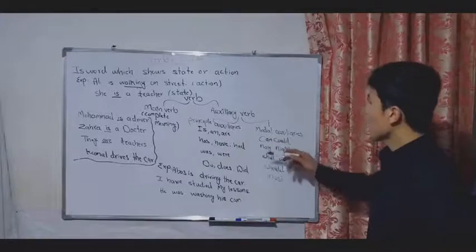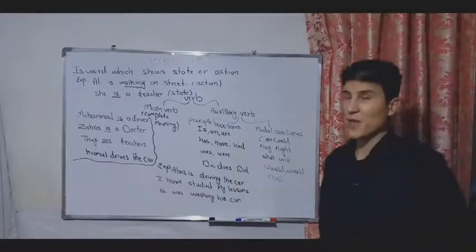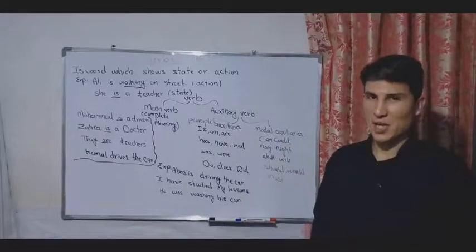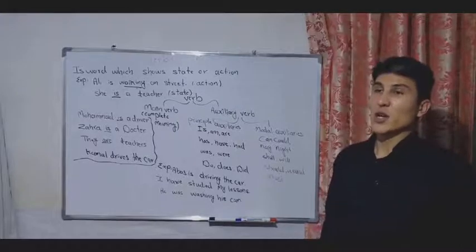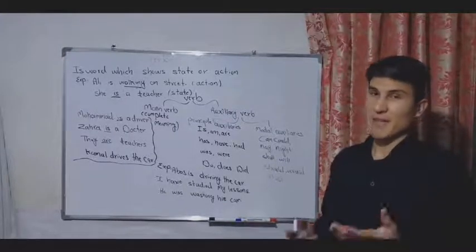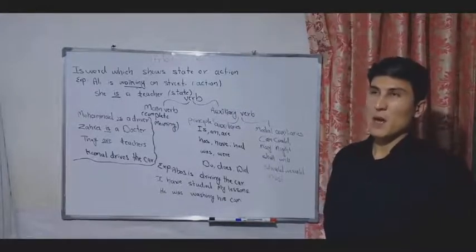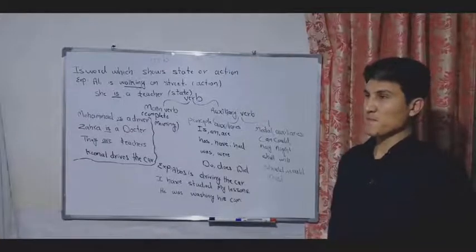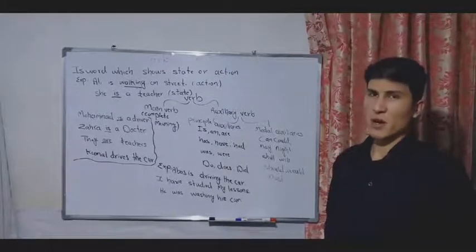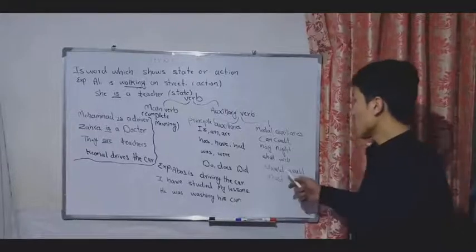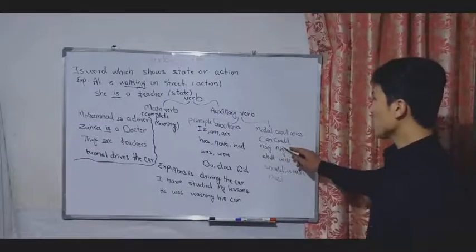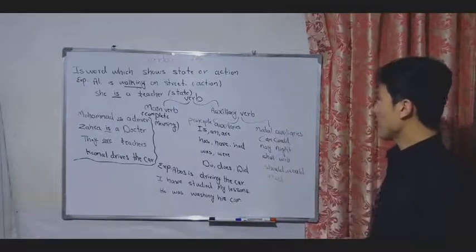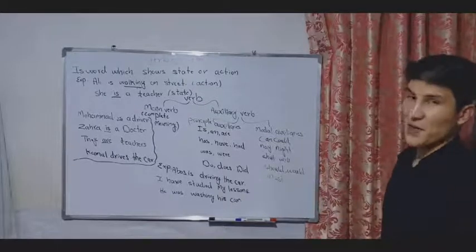The word can shows a present ability. For example, I can speak English. I can drive the car. She can teach mathematics to the students. Another example, they can drive the car. And this was the example of can. And could is the past form of can. I could write very well.